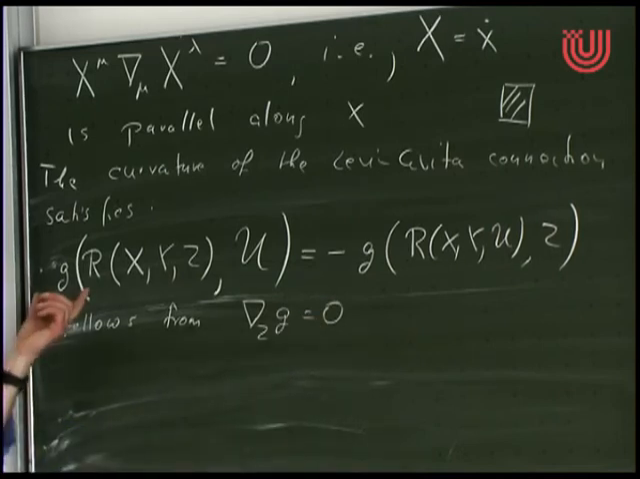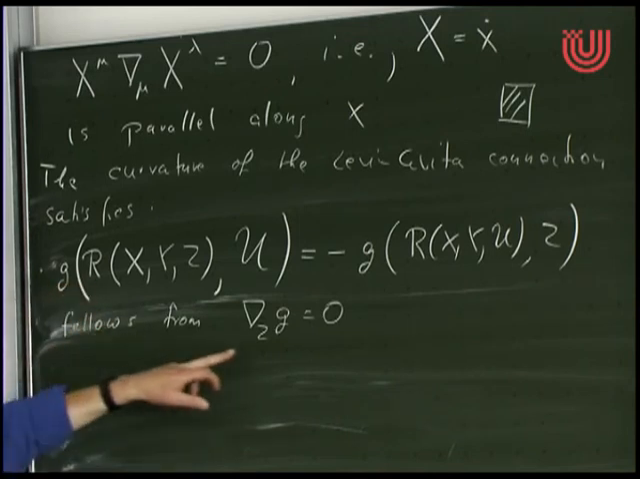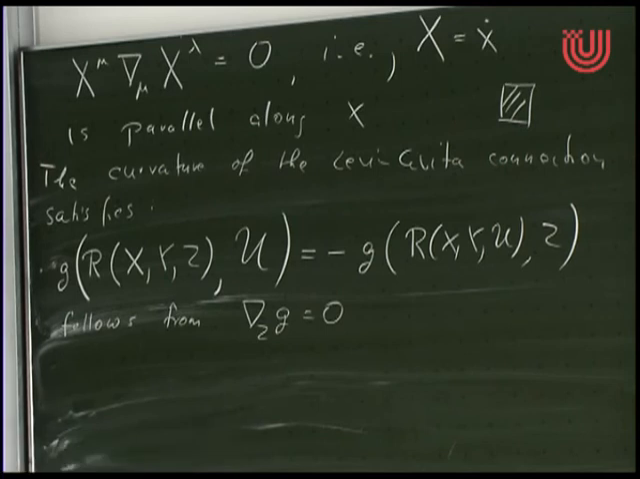So if you have an arbitrary connection, the curvature tensor of an arbitrary connection, which is unrelated to this metric, then this rule, of course, will not hold. But if it is the curvature tensor of the Levi-Civita connection, which satisfies this metricity condition, then it does hold.